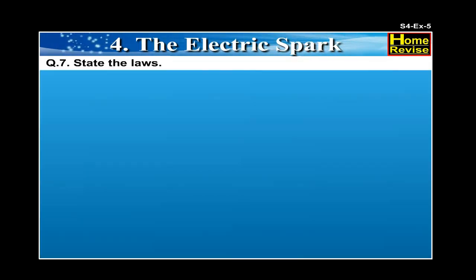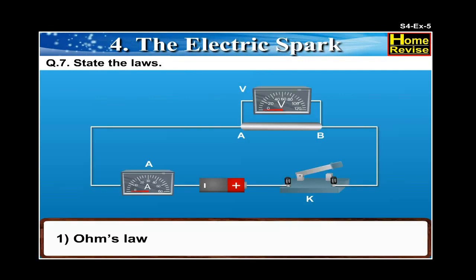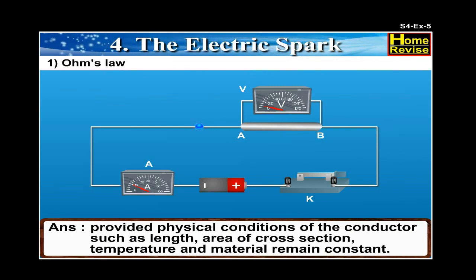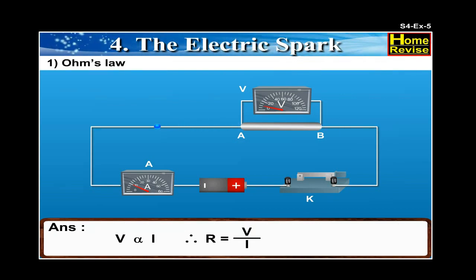Question 7. State the laws. First, Ohm's law. Answer. The electric current, I, flowing in a metallic conductor is directly proportional to the potential difference, V, across its terminals, provided physical conditions of the conductor such as length, area of cross-section, temperature, and material remain constant. V is directly proportional to I, or R is equal to V upon I.